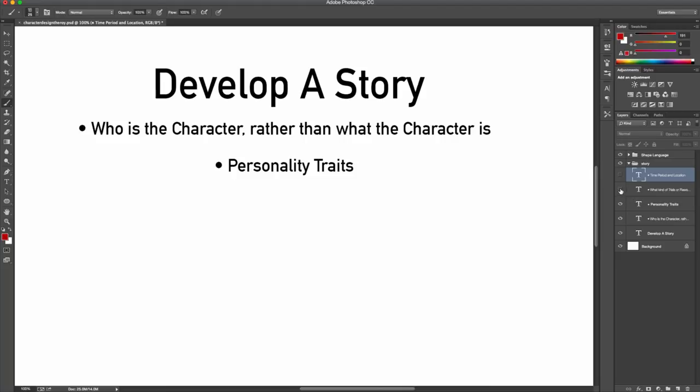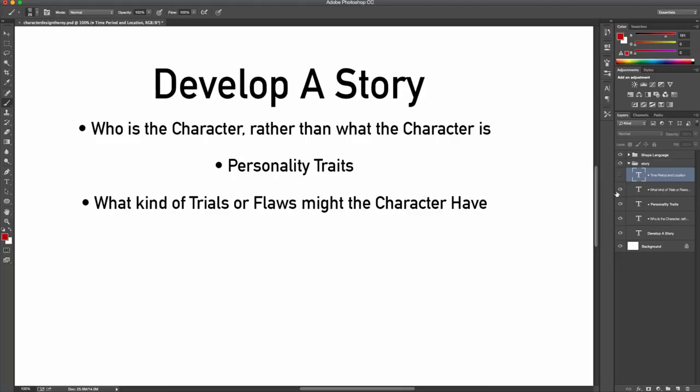And then also you want to know what kind of trials they may be going through, or flaws the character might have. Is the character a nerd and he wants the girl but doesn't think he'll ever get noticed? Or has the character always been on the upside, like there's never been any problems, and suddenly things are flipped around and he's going to have some trials to try to figure out who he really is because he's never had any trials.